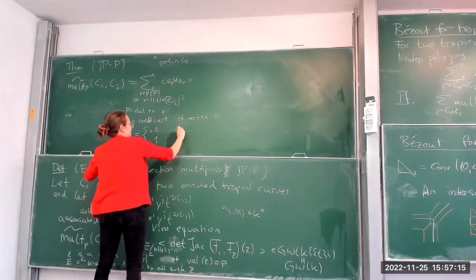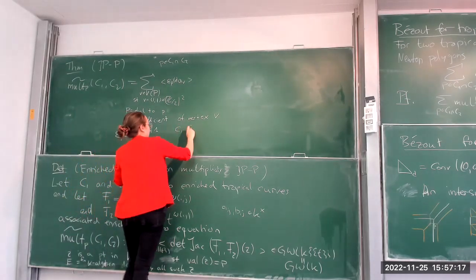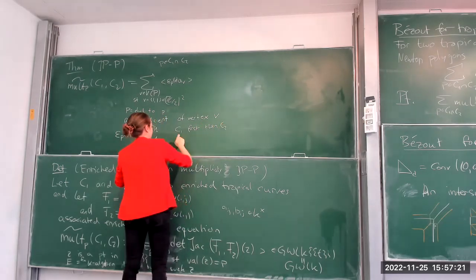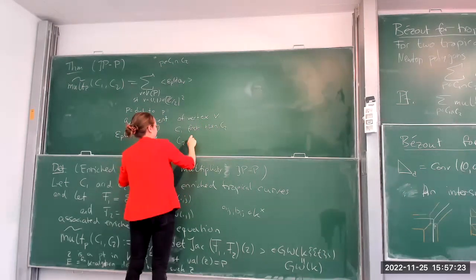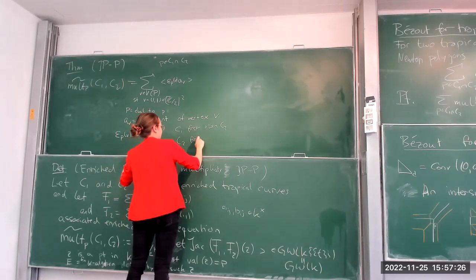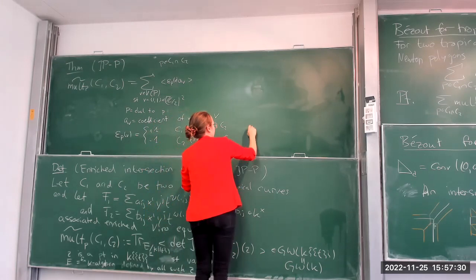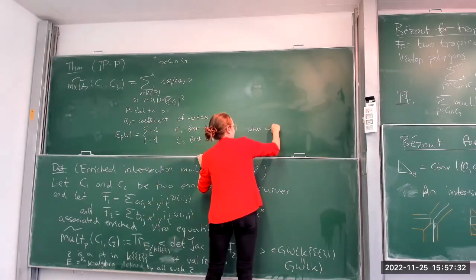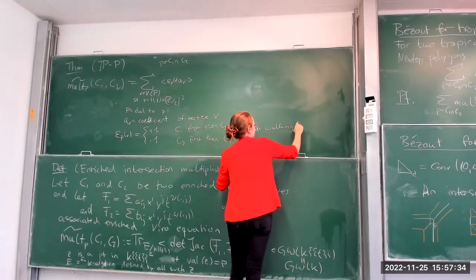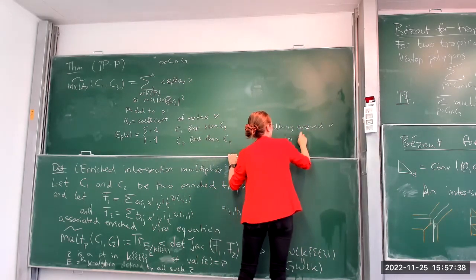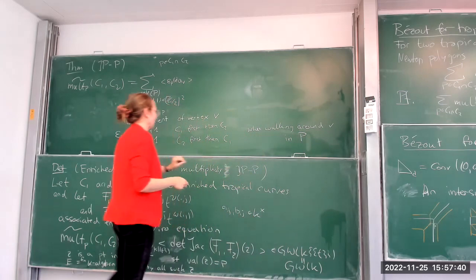So this is plus if C1 comes first, then C2, I'll tell you in a second what first means. And minus if C2 comes first, and then C1, when walking around the vertex V in P. Okay, I'm almost done.